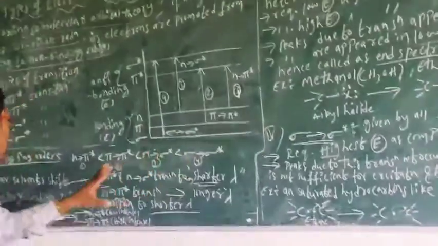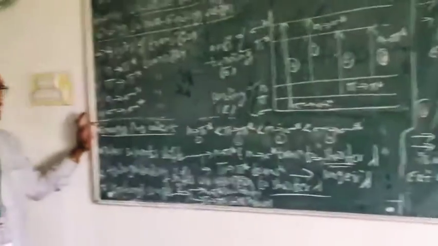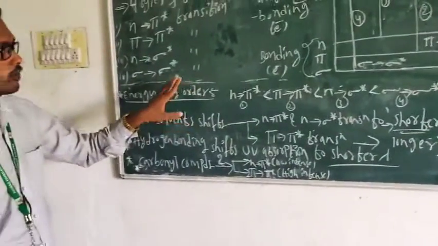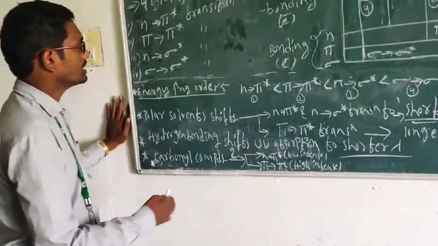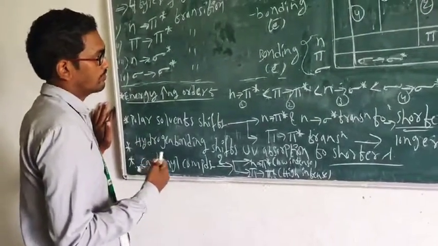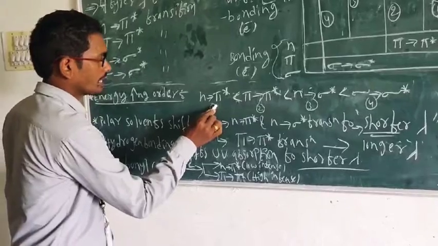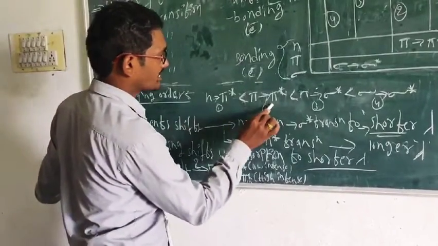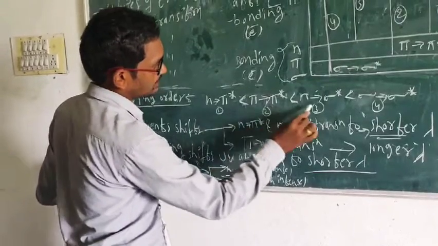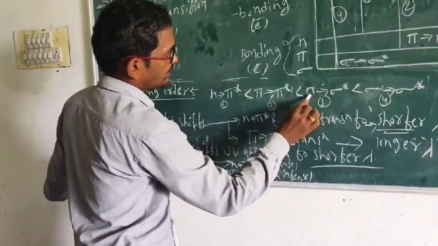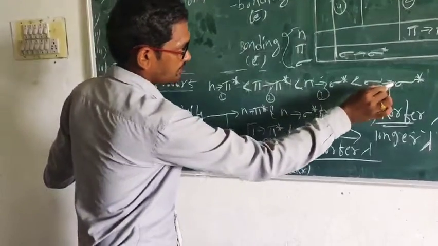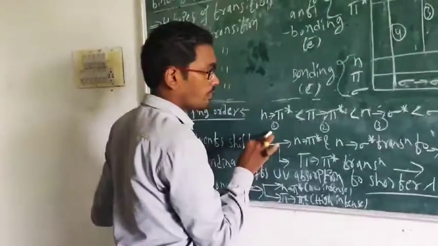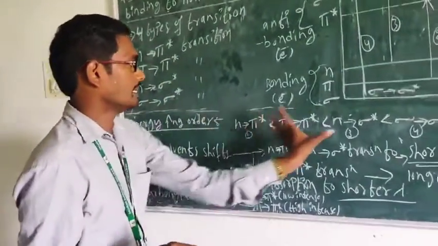Then the most important things are here. We have seen 4 kinds of transition, right? Now the energy required for the transitions: n to pi star transition requires very low energy as compared to the remaining. Then pi to pi star requires more. Then n to sigma star requires more. Sigma to sigma star requires the highest energy, and n to pi star requires the lowest energy. This is the energy increasing order.